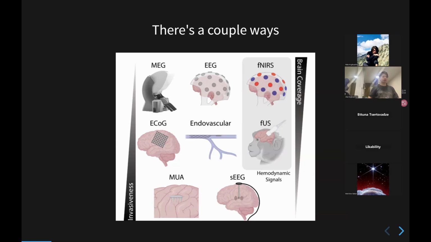There are a couple of ways that this can be done. As you can see on the image, there are multiple ways, and the two main factors by which they differ is, first of all, how invasive they are.